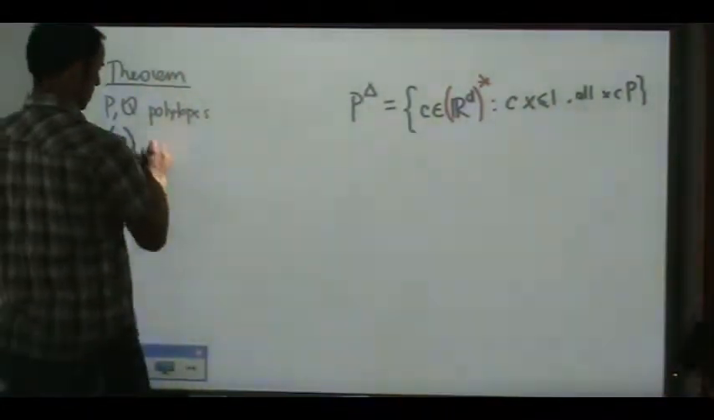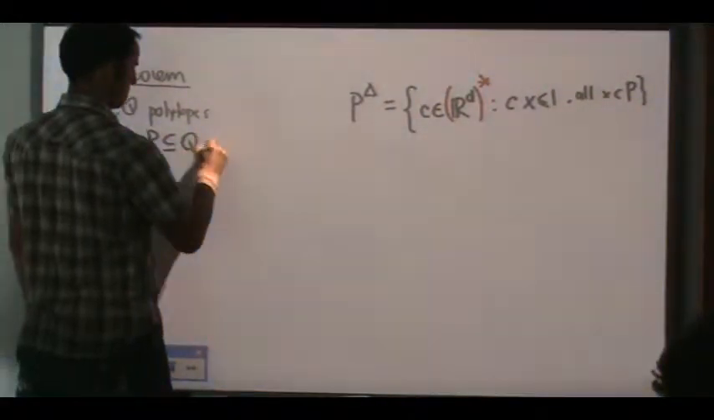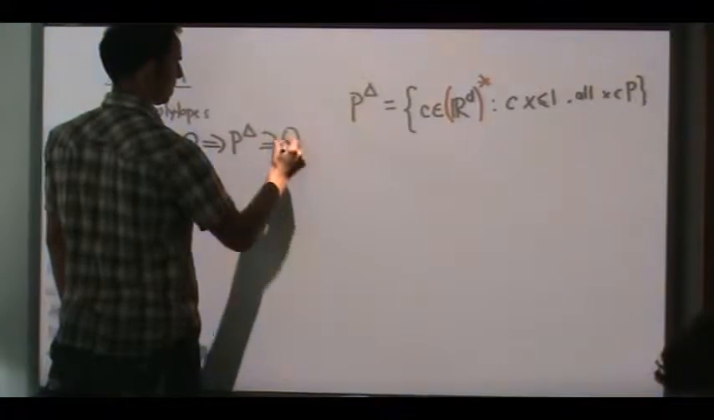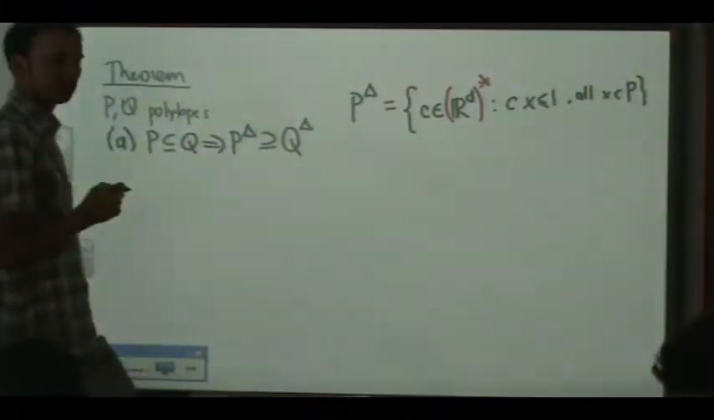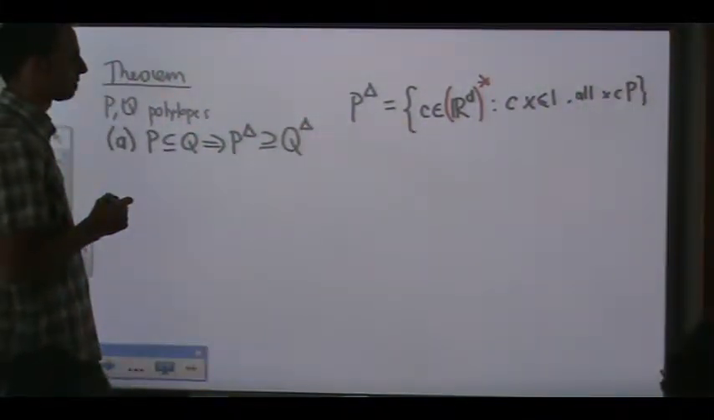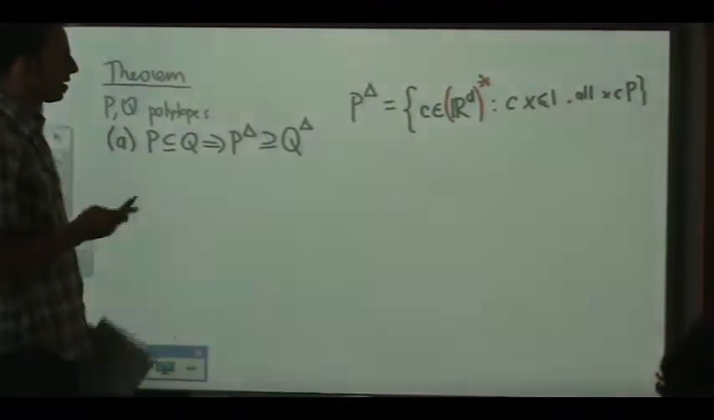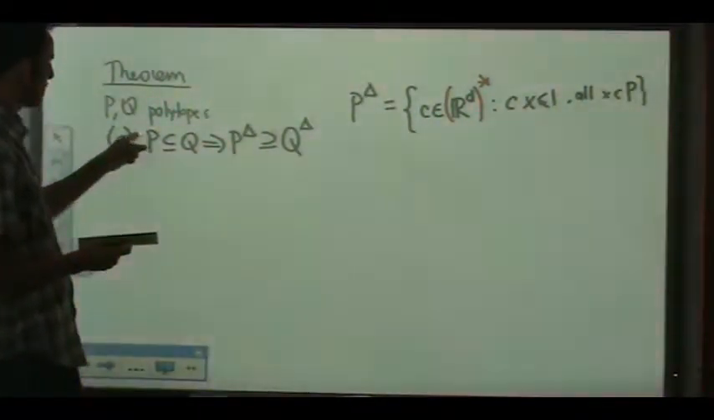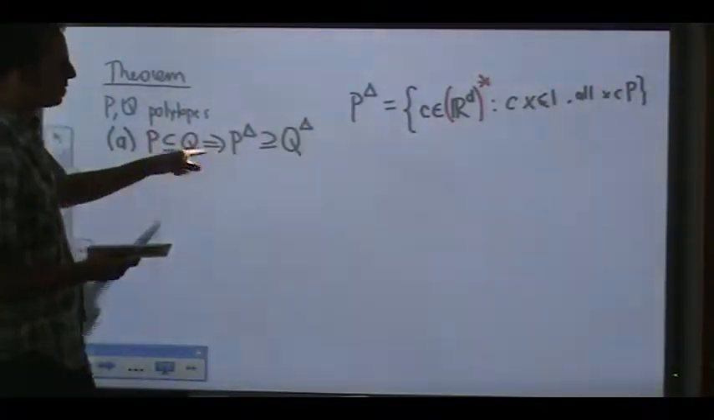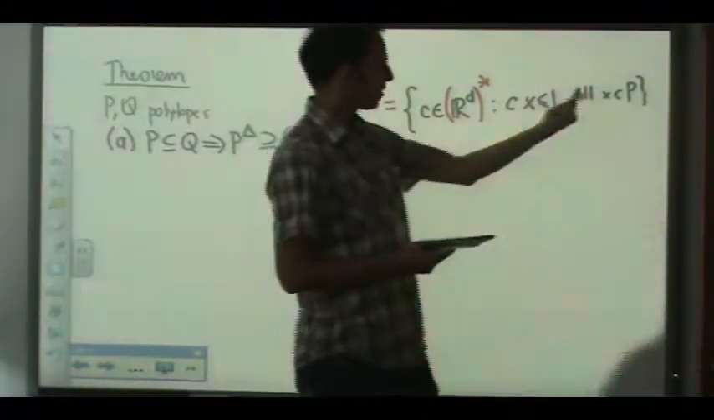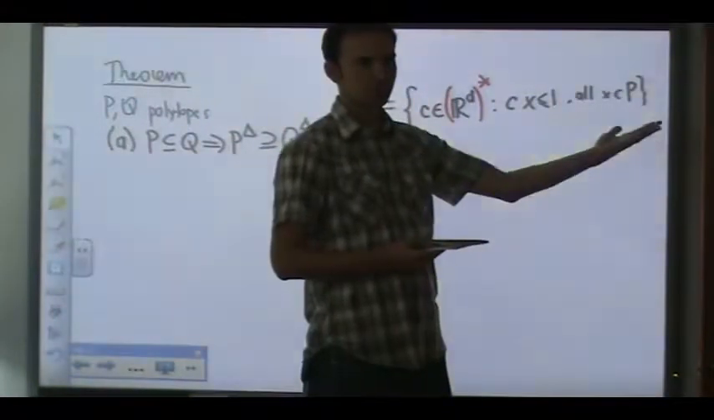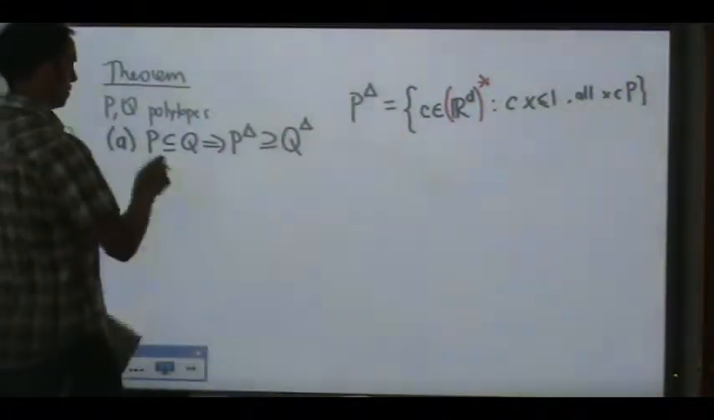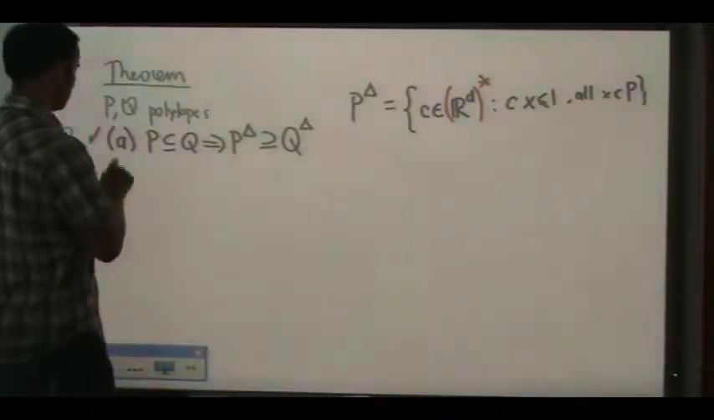First, if P is a subset of Q, then P dual is a superset of Q dual. Okay? This is actually very easy, because if you go from a smaller polytope to a bigger polytope, then instead of having fewer restrictions, you have more restrictions, and that means that your set becomes smaller. So that's a proof.